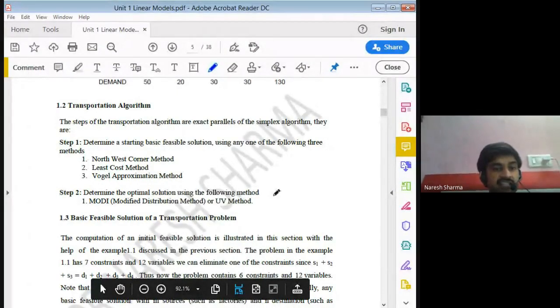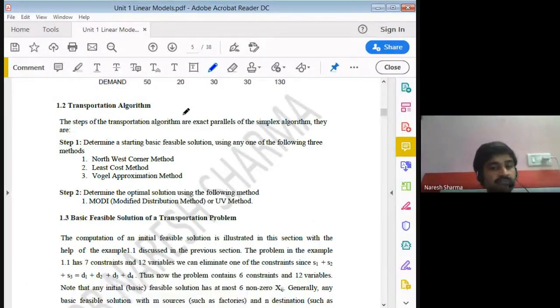So today we discuss the transportation algorithm to solve the transportation problem. We have studied how to convert the transportation problem into a linear programming problem. If it is unbalanced, we can convert that into a balanced problem. Now we discuss the transportation problem's solutions. So how can we get the solution of the transportation problem?